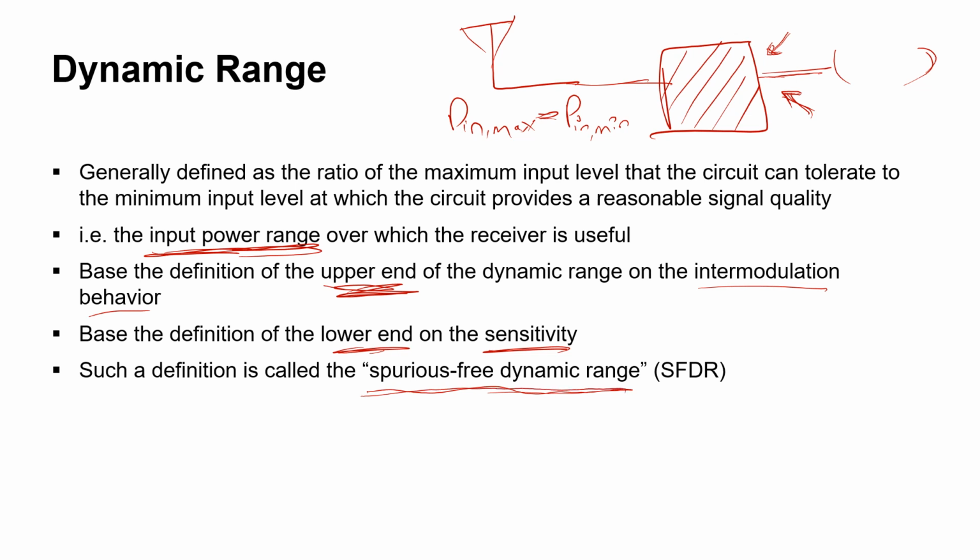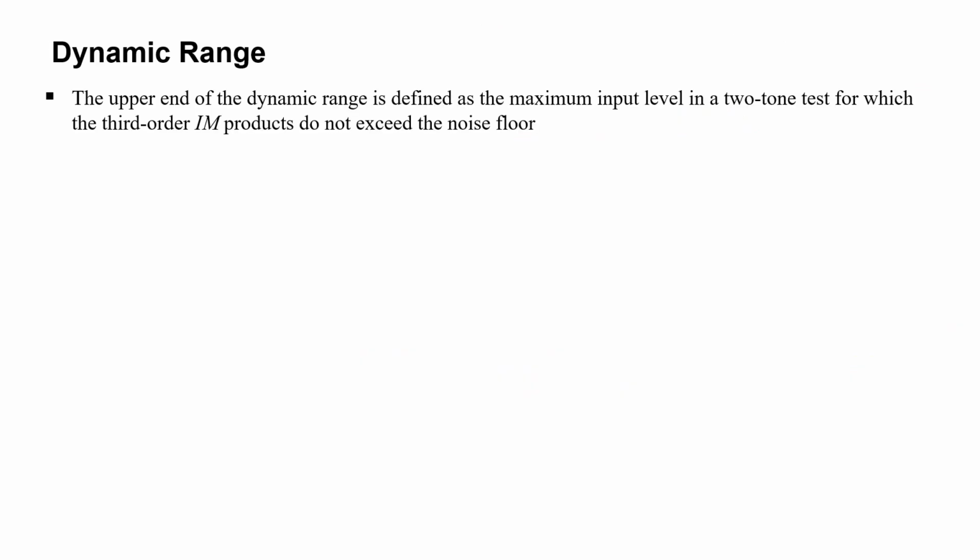Spurious free dynamic range means the dynamic range of my receiver in which I will get a clean signal at the output of the receiver. Clean signal means it does not have noise, it is at least 3 dB above noise, and it does not have interference from neighboring channels. So the upper end of dynamic range is defined as the maximum input level in a two-tone test for which the third order intermodulation product does not exceed the noise level.